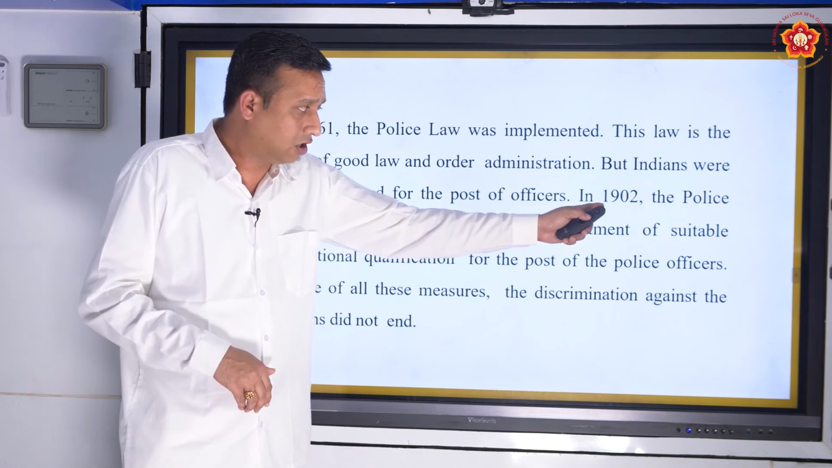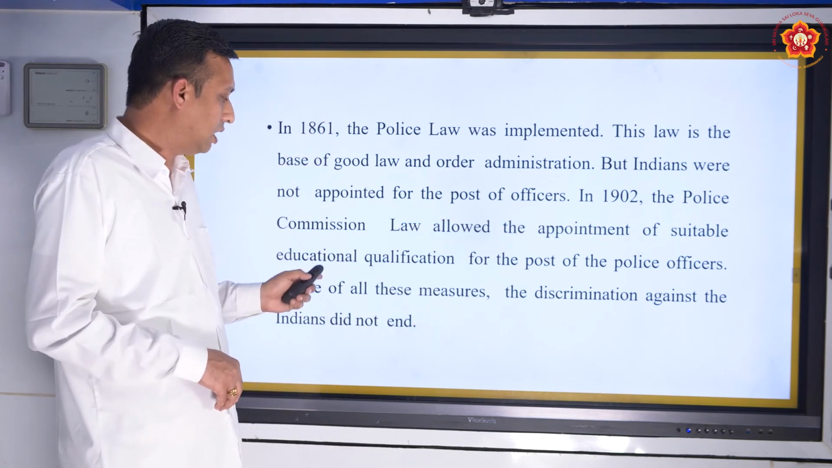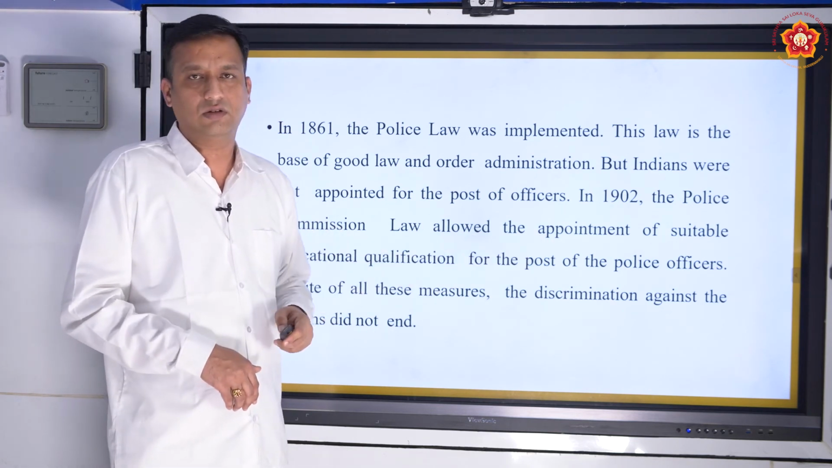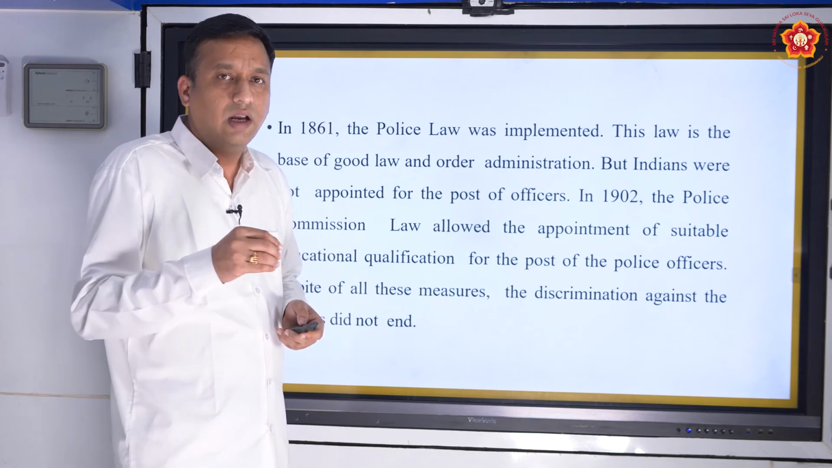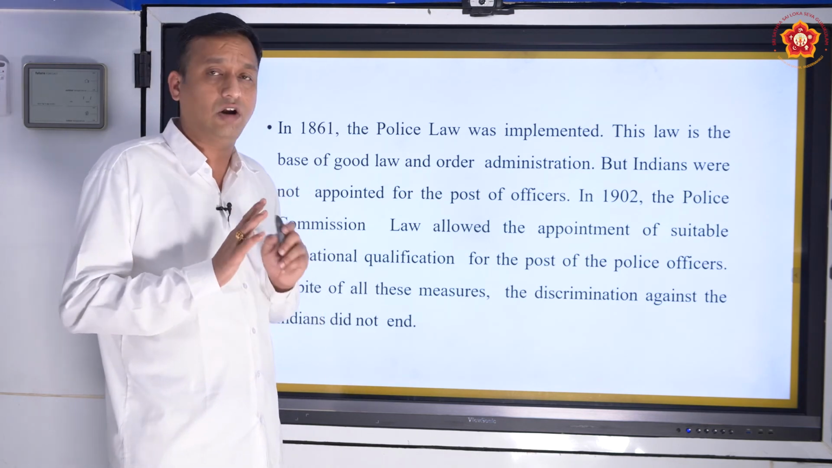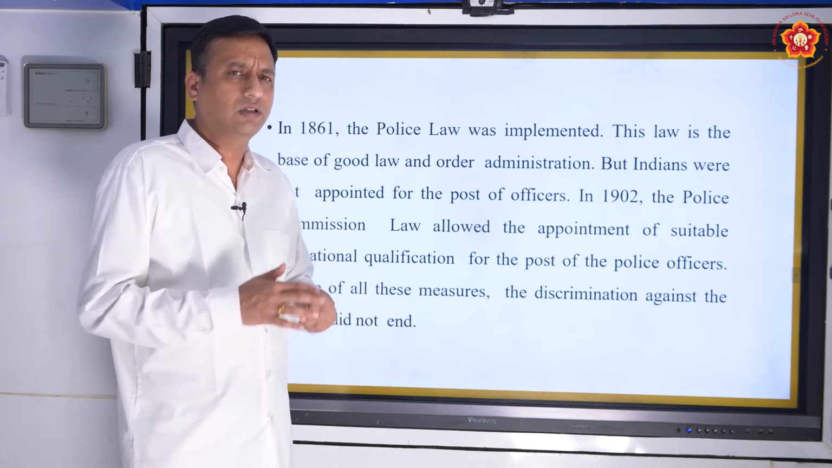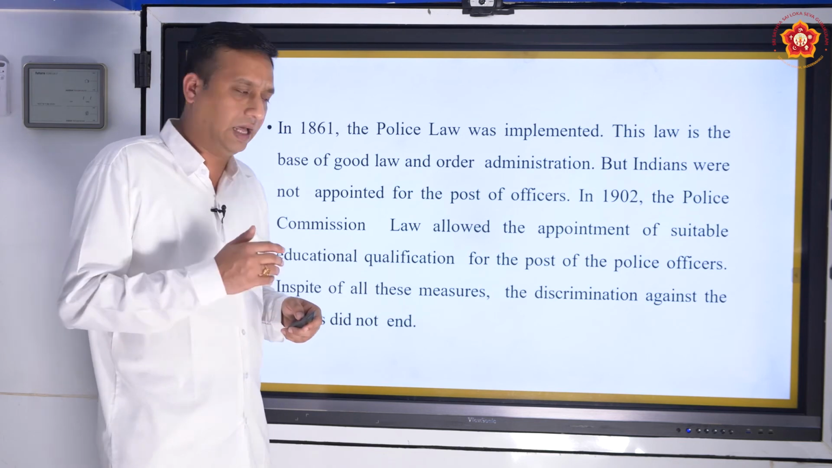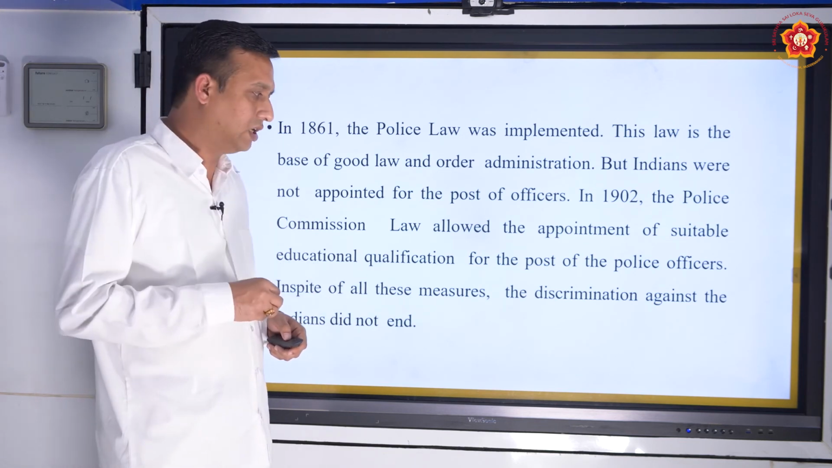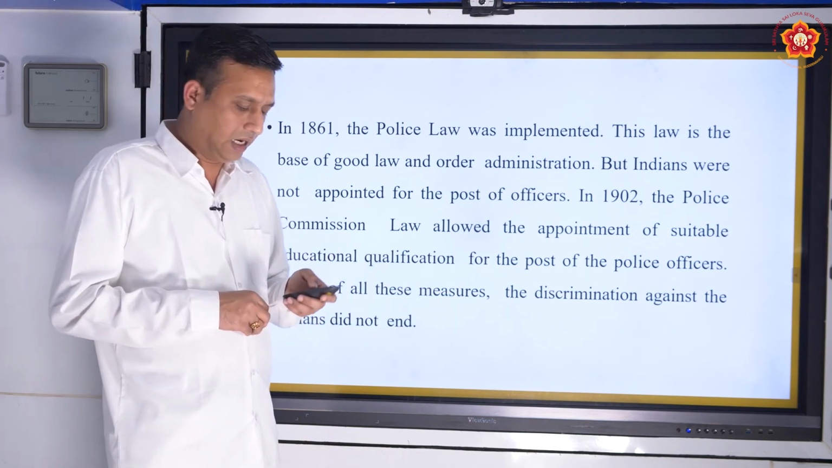In the year 1902, the Police Commission law allowed the appointment of officers with suitable educational qualification for the post of police officers. Now they thought, okay, we should involve Indians also, otherwise without their involvement we cannot manage the country. So they are required, because of language and knowing the area. In spite of all these measures, though they were given opportunity, the discrimination against the Indians did not end.